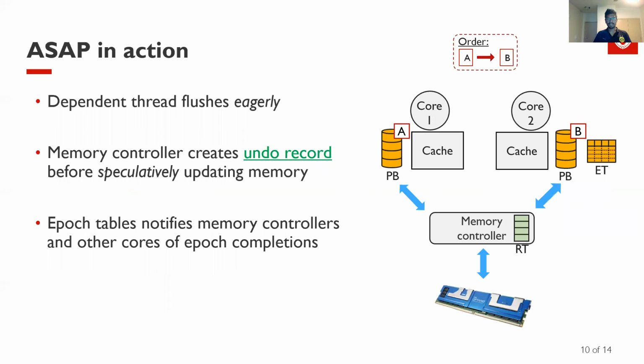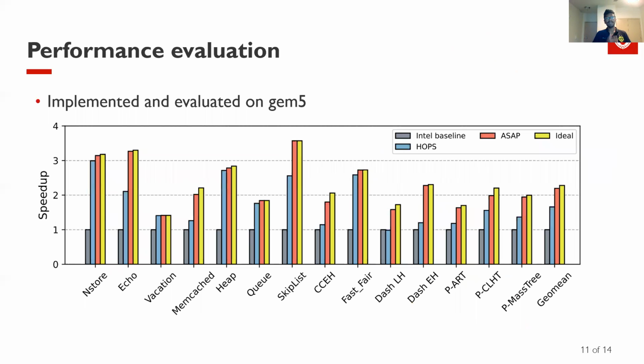To tie it all together, in ASAP, writes in dependent threads and dependent epochs are flushed concurrently, and some of them are marked early. The memory controller updates memory speculatively with these early flushes after creating undo records. ASAP also has mechanisms to communicate epoch completions to the memory controller and dependent threads. We implemented and evaluated the performance of ASAP using Gem5. The code has been open sourced and is available online.